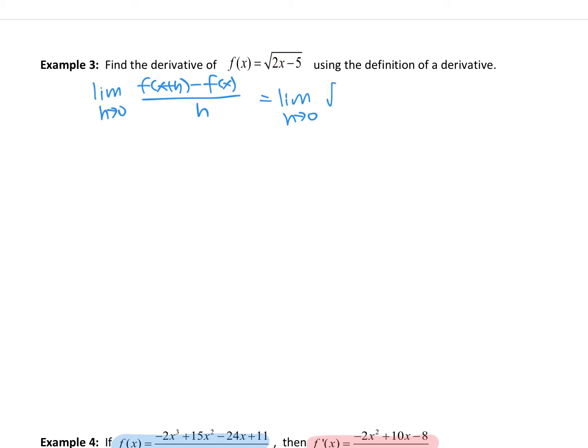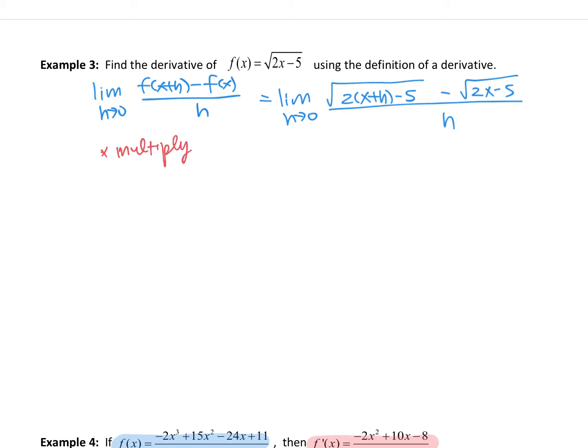It can be kind of tricky. It's radical 2 times x plus h minus 5, minus radical 2x minus 5, over h. So it's a little bit complicated. Again, in the first part, instead of plugging in x, I plug in x plus h. So instead of 2x minus 5, I got 2 times x plus h minus 5. And the second part is just f of x. We've seen this type of expression before: radical something minus radical something. So my hint is maybe multiply by the conjugate.